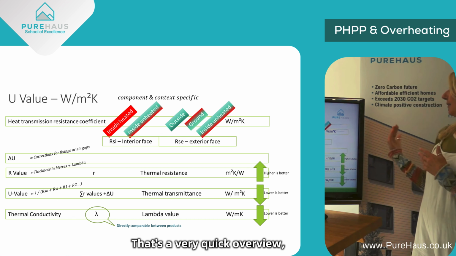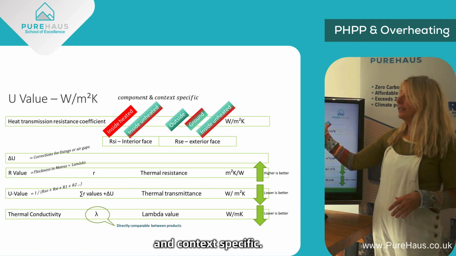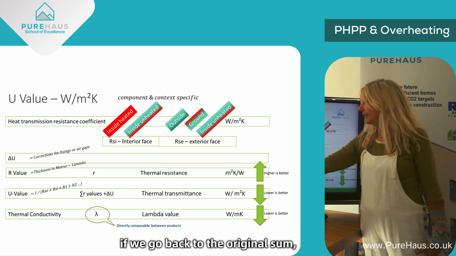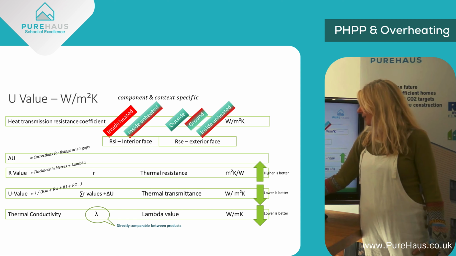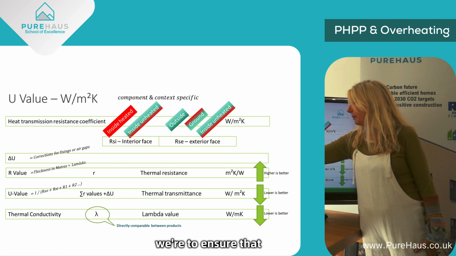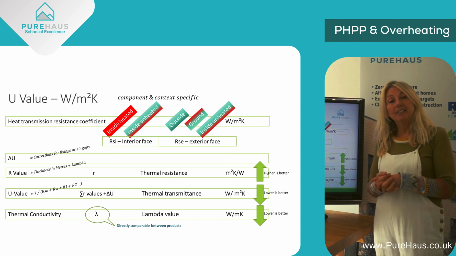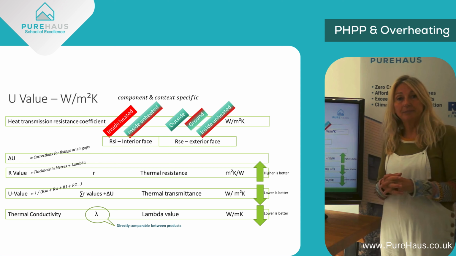So that's a very quick overview, but it is component and context specific. And therefore, if we go back to the original sum, the original formula, the lambda, we're able to ensure that the U value outcome is actually accurate to the situation we're looking at.